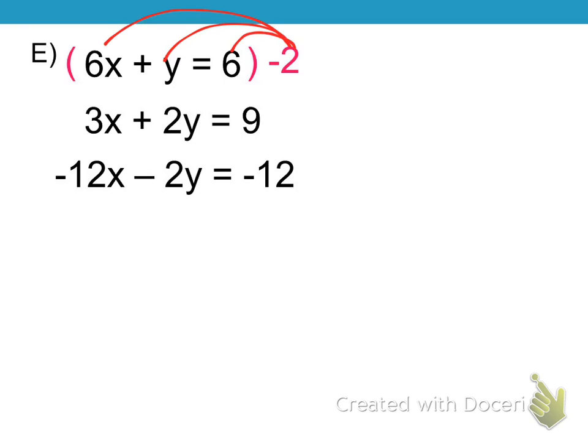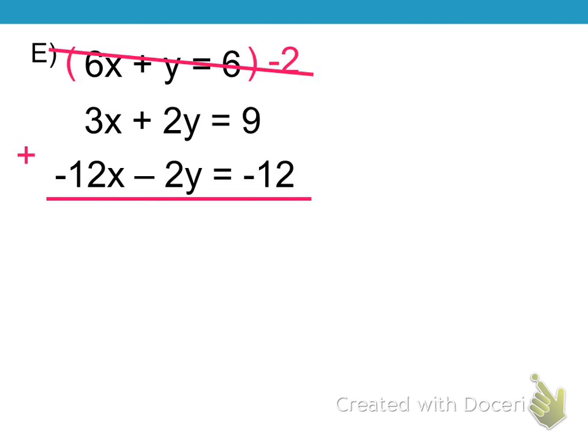Okay, now I have opposites on the y's, so let's add them. What's 3x plus negative 12x? Negative 9x. And then the y's are gone. What's 9 plus negative 12? Negative 3. So I have negative 9x equals negative 3. Careful here. Divide both sides by negative 9. Negative 3 over negative 9 is positive 1 over 3.